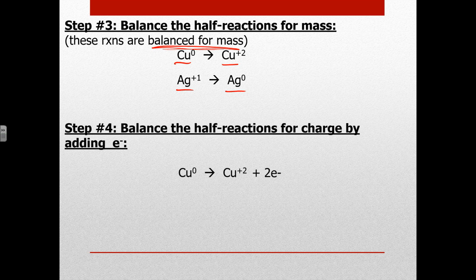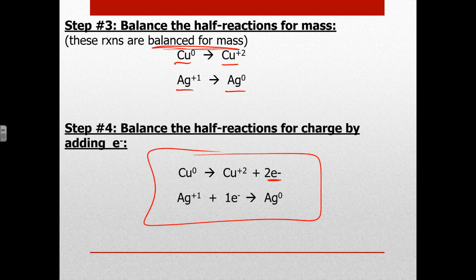Once we're balanced for mass, now we have to balance for charge. Now, if I'm going from 0 to +2, it must mean that I'm losing electrons. In fact, I'm losing 2 electrons from the valence shell, and that brings me from the 0 atom to the copper +2 ion. But for the silver, I'm going from the +1 ion to the atom. So now I have to gain an electron. Now I have two balanced half reactions. Here is my oxidation half reaction. Here's my reduction half reaction.